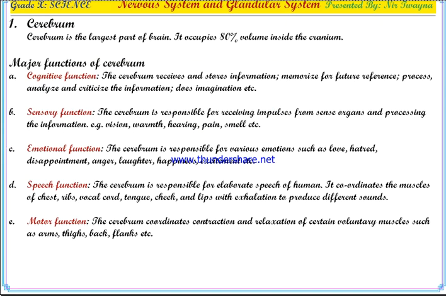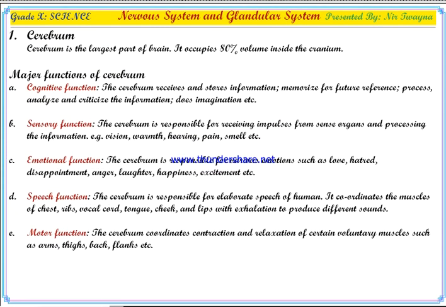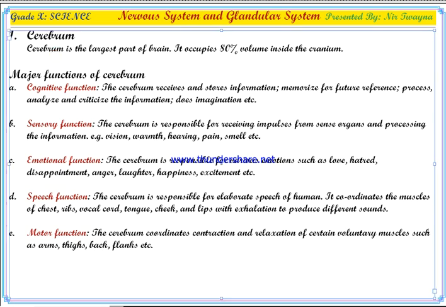Okay, look at this slide. This slide depicts the function of the cerebrum in detail. Well, the cerebrum is the largest part of the brain. It occupies 80% of the volume inside the cranium. The major function of the cerebrum is cognitive function. First one, cognitive function. Cognitive means cognition, which happens automatically.